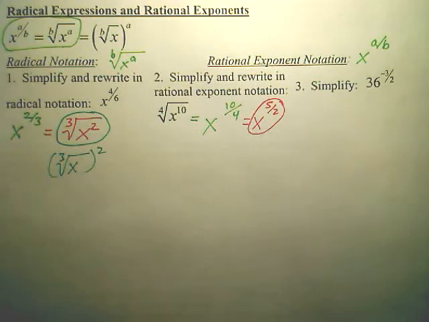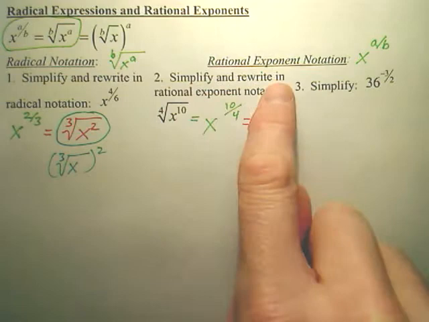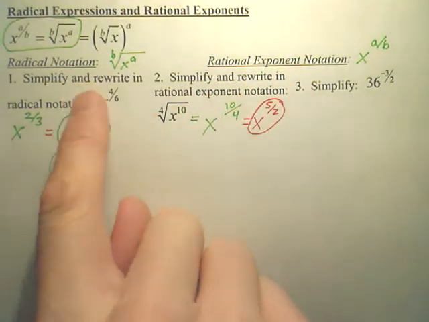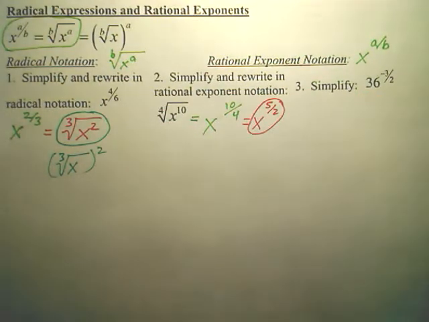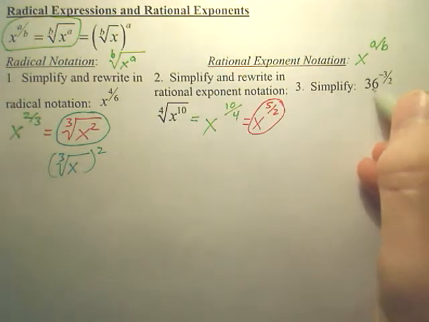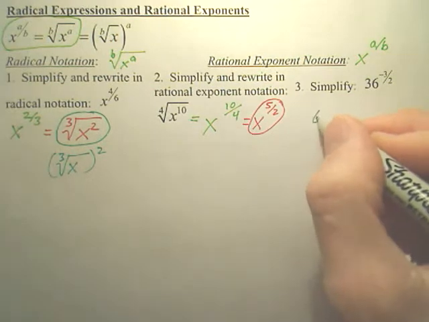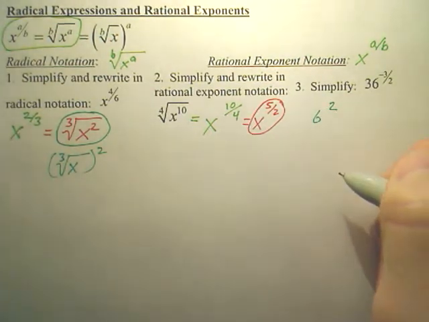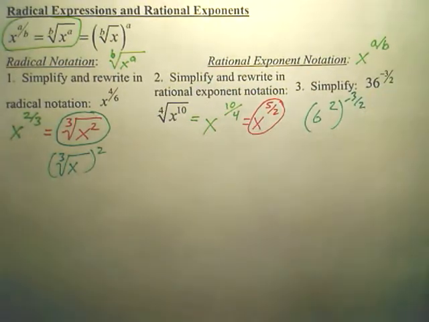So all we're doing is switching from radicals to rational exponents. It says right here, simplify and rewrite. That's what the directions are saying. And then this one, we're just simply simplifying using our fractional powers. You'll see in a second. So these are rewriting. This one, watch how this works. 36, that is something either squared or cubed. Hopefully you know 36 is 6 squared. Now I'm going to take that to the negative 3 over 2 power.